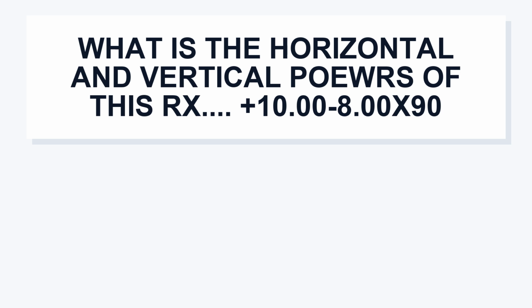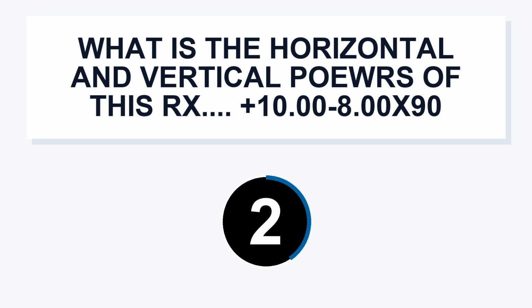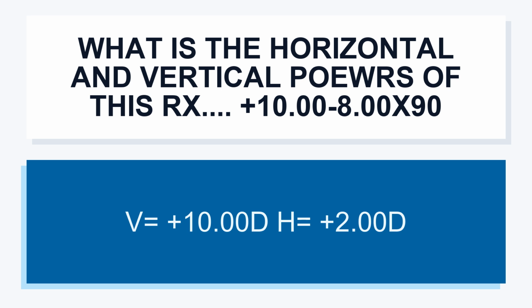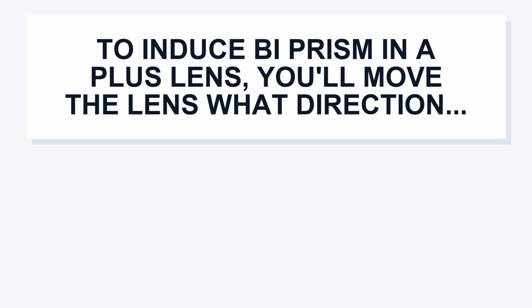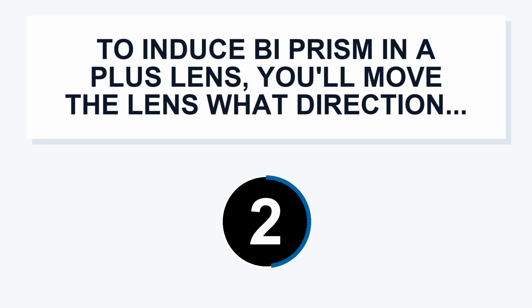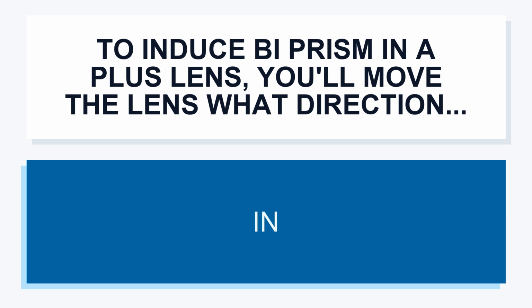What is the horizontal and vertical powers of this Rx? Plus 10.00 -8.00 x 90. Horizontal power equals plus 10.00, vertical power equals plus 2.00 D. To induce base-in prism in a plus lens, you'll move the lens what direction? In.